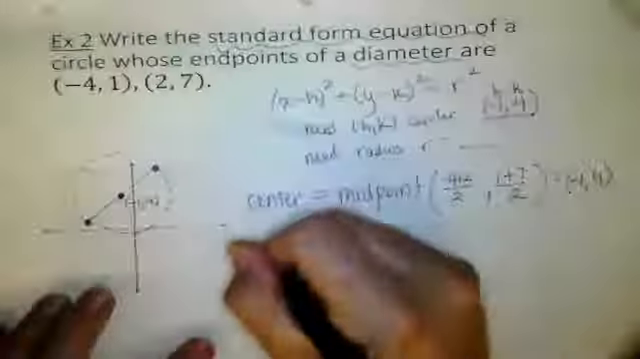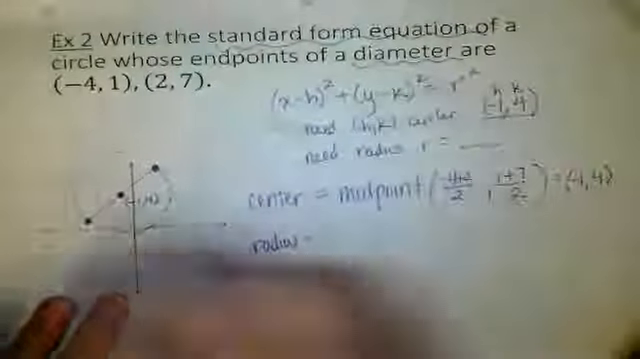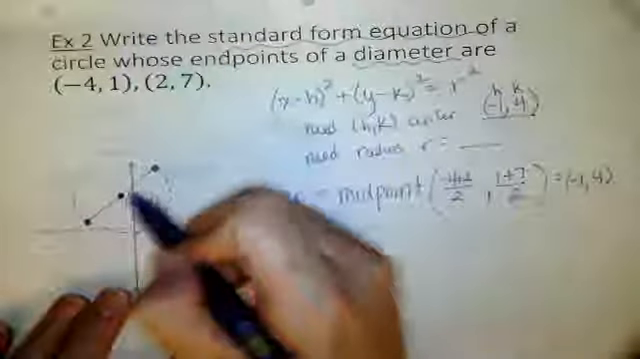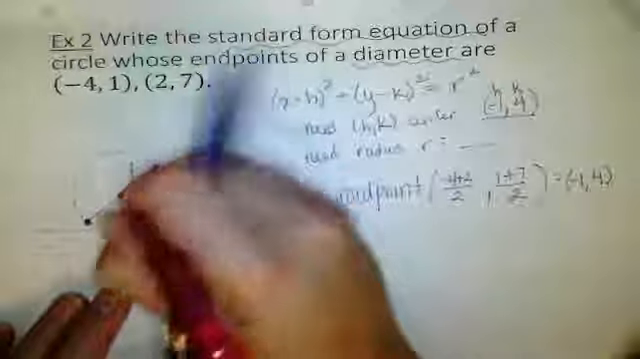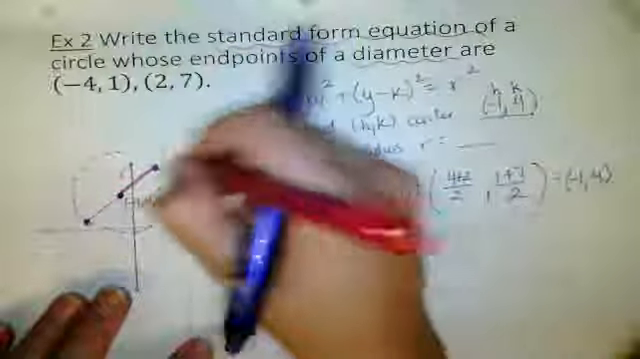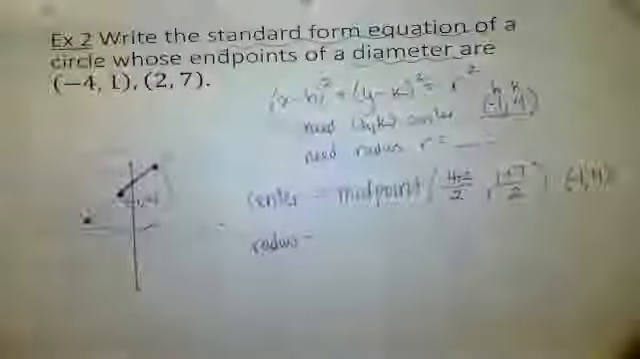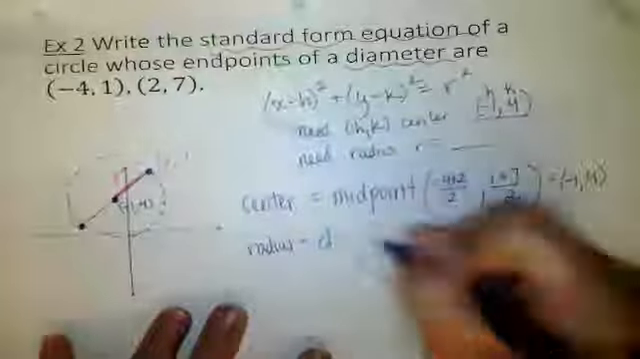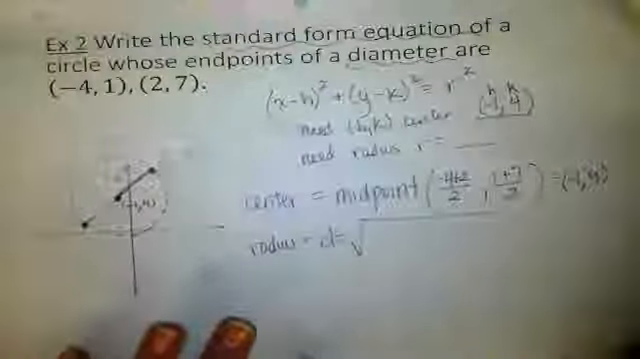How can I figure out the radius? The distance between the center point and an endpoint, sure. Does it matter which endpoint I use? No, I'm going to use this one, (2, 7). So now the distance formula. Hey, we learned that also. Big giant square root. What do we have to do?